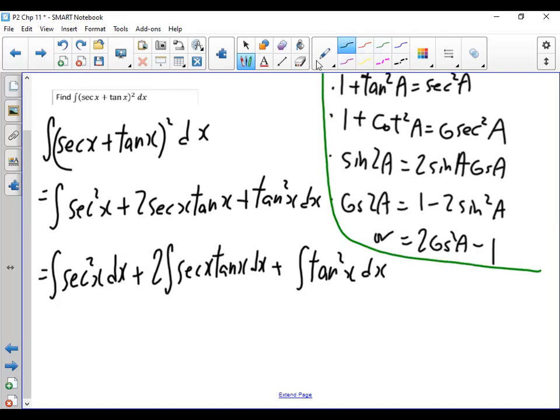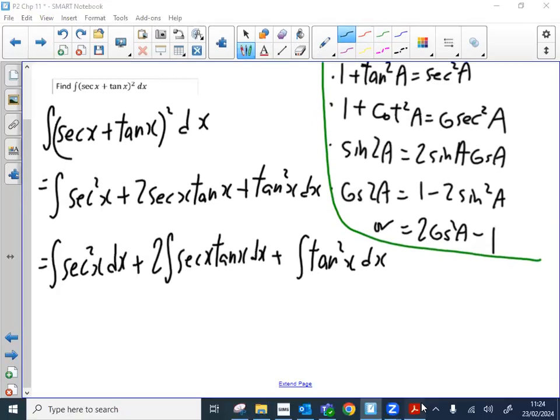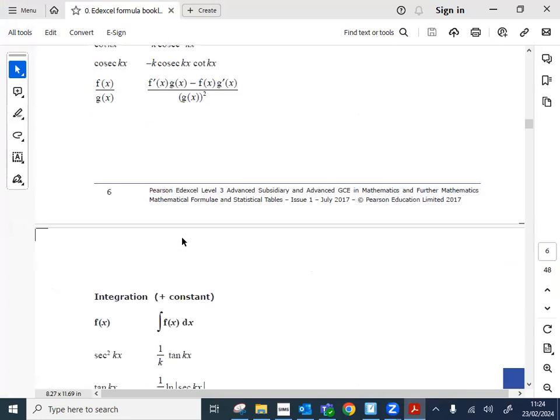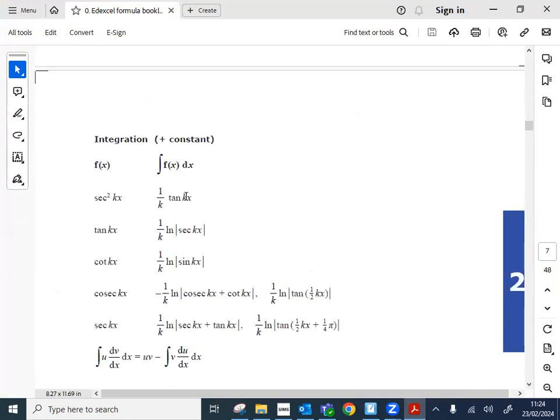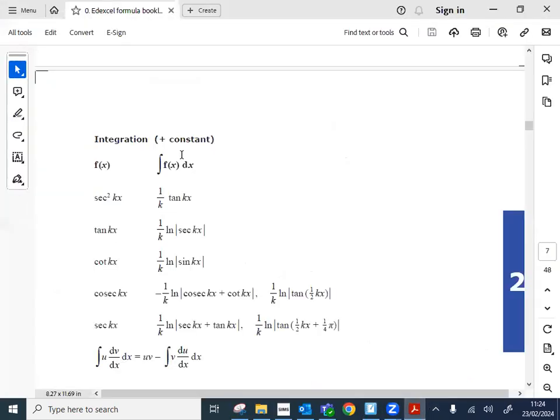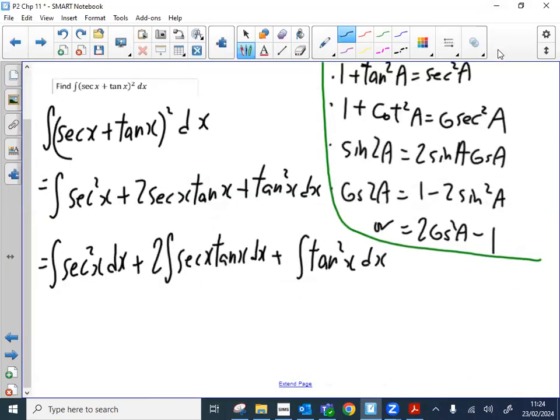Right, now one by one, sec squared x. It's time to use our formula booklet. Formula booklet is here, sec squared x, we got it. Integrate sec squared kx, it's 1 over k tan kx, but it's sec squared 1x, so the k value is 1, so it'll be tan x, lovely. So this one is just tan x.